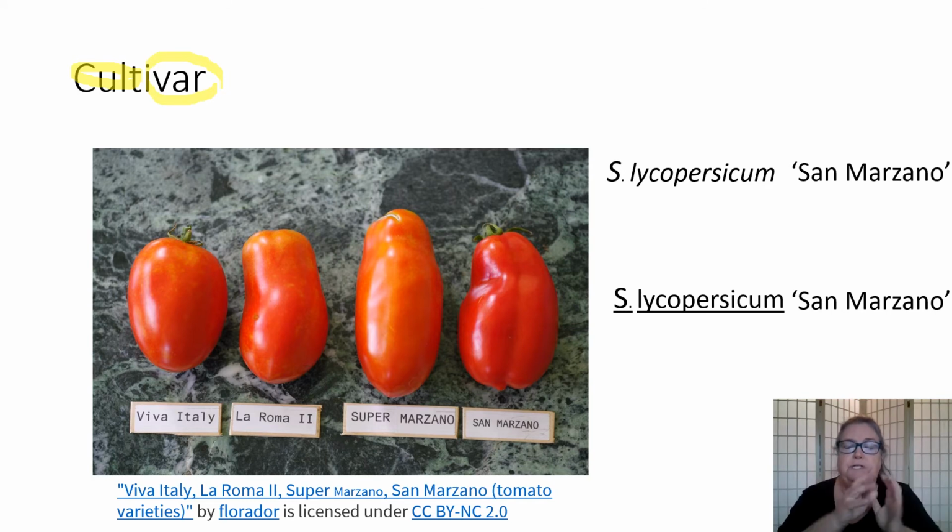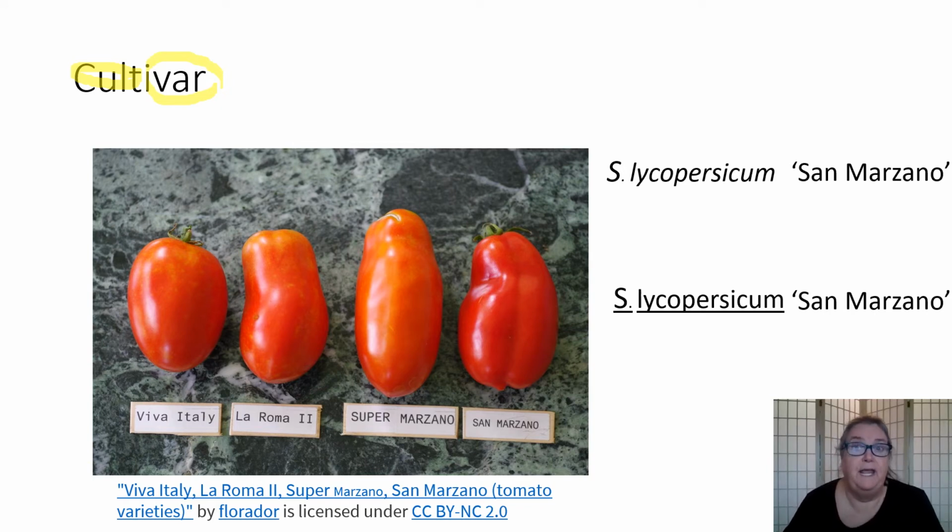And those are grouped into the Romas, which are good for making spaghetti sauce or sun-dried tomatoes. We have our beefsteak, which are the large that you can slice. We've got cherry tomatoes that we like to just eat as a snack or put on our nachos. So we've got lots and lots of different types of tomatoes. We've got lots and lots of different types of roses. And within each of those, we even have cultivars.